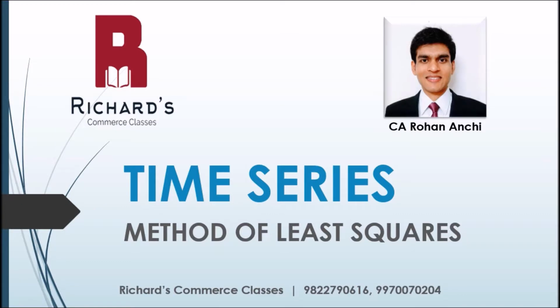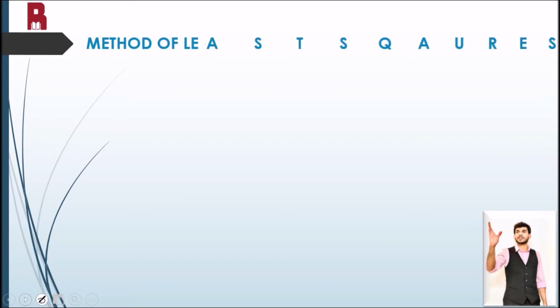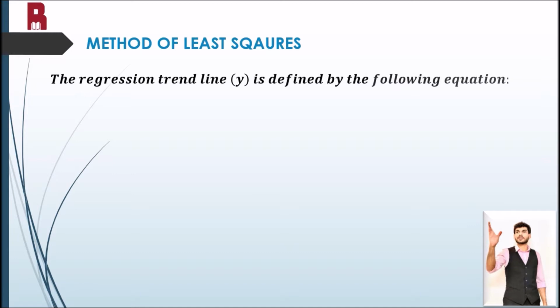In this video, we will calculate trend using the method of least squares. Now to calculate method of least squares, we need a regression line, and the regression trend line is defined by the following equation, that is y is equal to a plus bx.